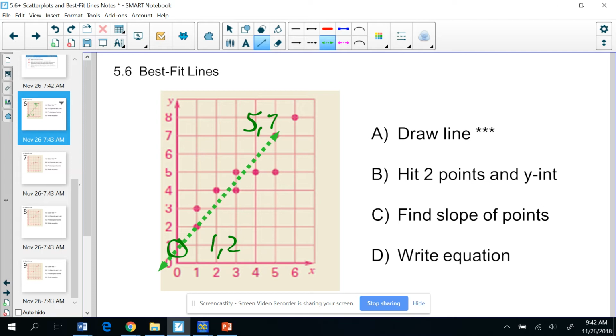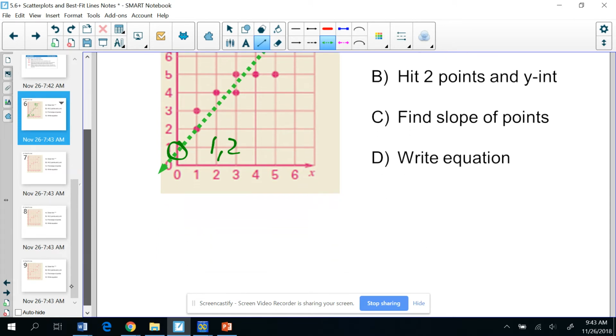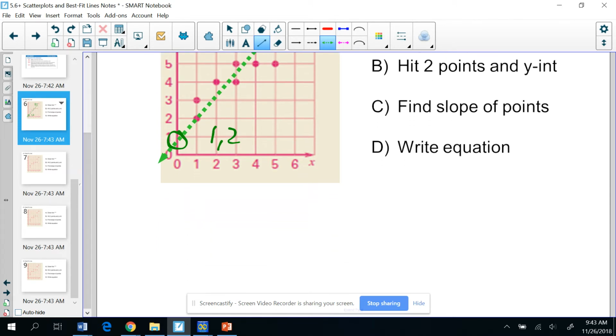Now we can make a prediction for what the y-intercept is. We can make a prediction for the slope, and they can be pretty close. But what we're going to do next, we're going to write the equation for this. So we hit 2 points and the y-intercept. We're going to do 2 things. We're going to find the slope of the points, and then use that slope in order to write the equation of the line. Now scroll down just a little bit. And remind you that the points that we used were 1, 2, and 5, 7.